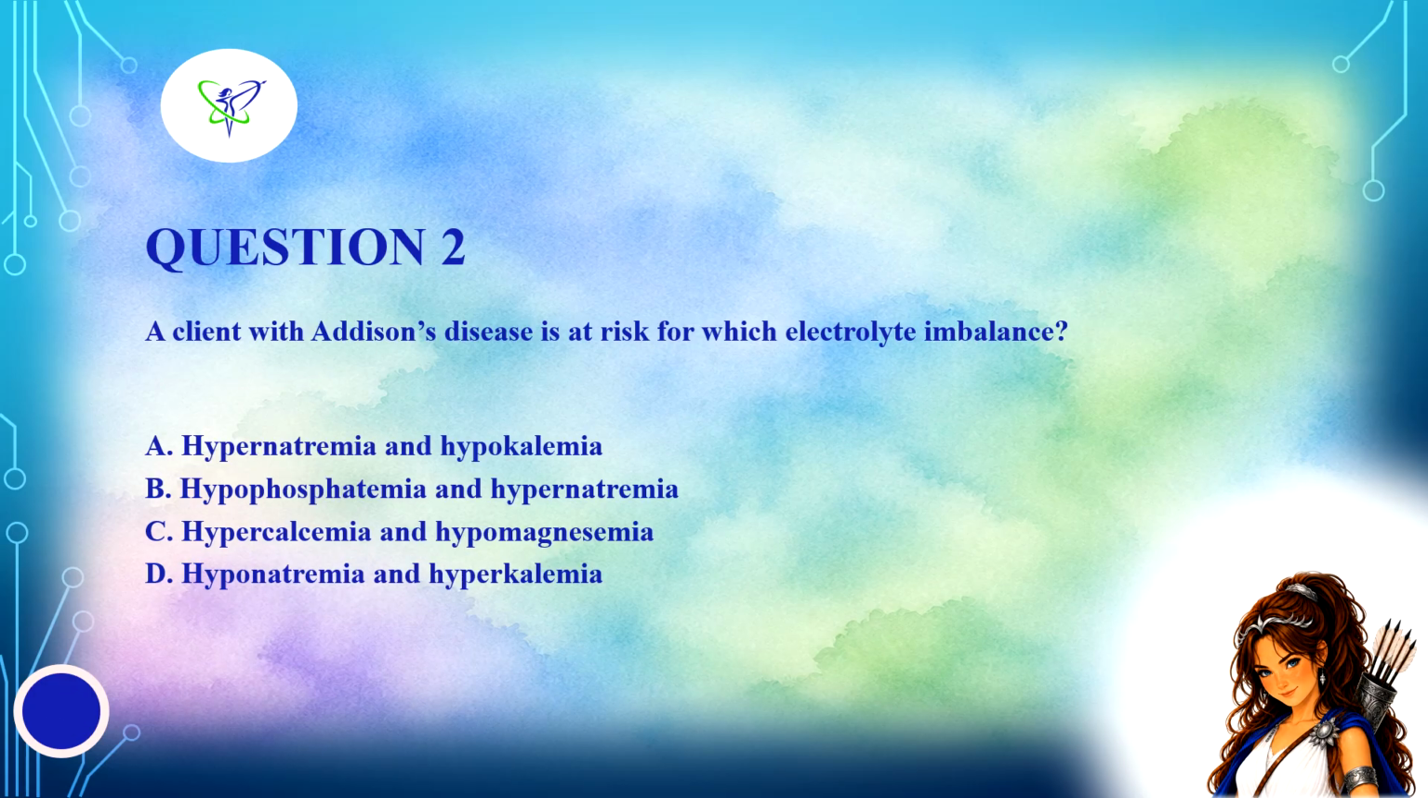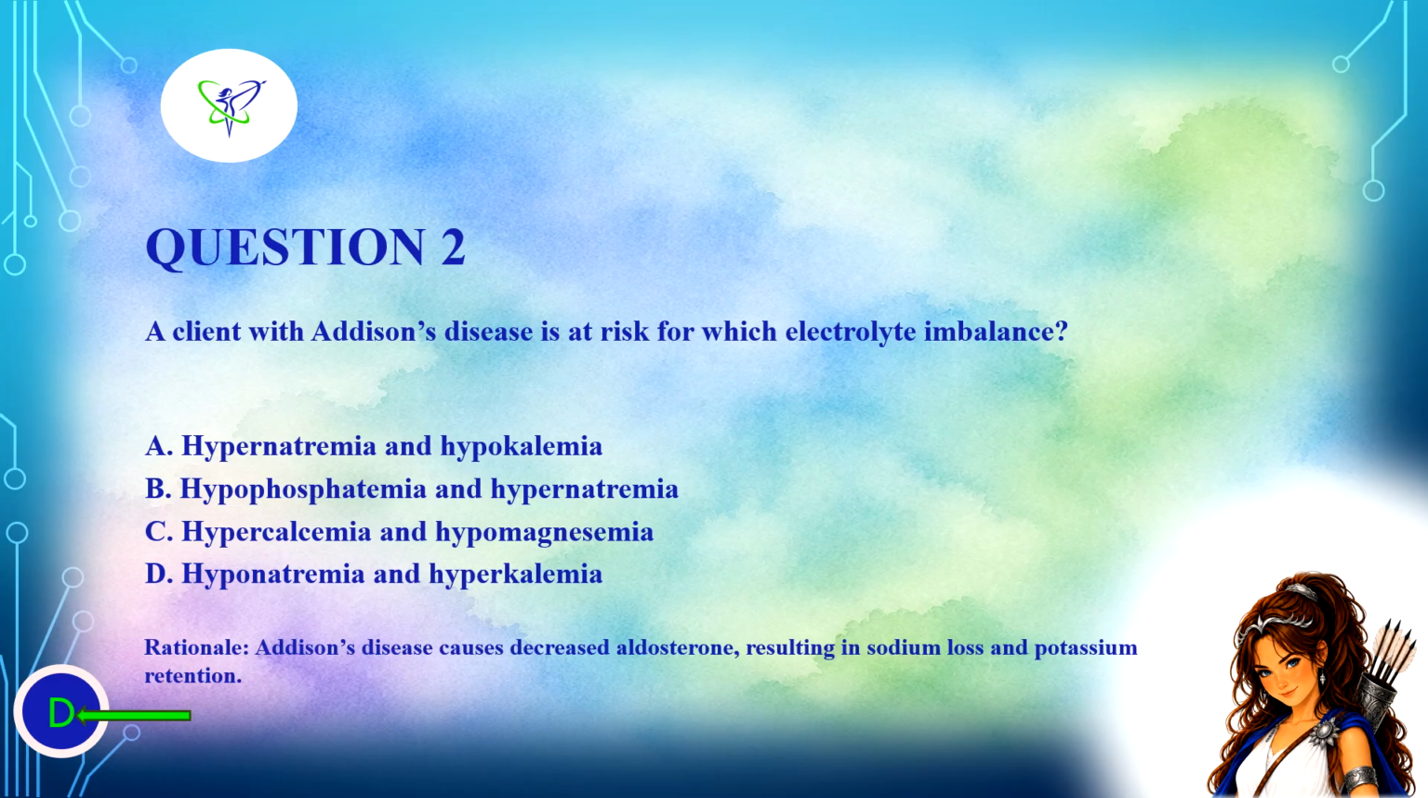Question 2. A client with Addison's disease is at risk for which electrolyte imbalance? A. Hypernatremia and hypokalemia, B. Hypophosphatemia and hypernatremia, C. Hypocalcemia and hypomagnesemia, D. Hyponatremia and hyperkalemia. Artemis, can you help us out? And the answer is going to be D, hyponatremia and hyperkalemia. Artemis, give us some rationale, please. Addison's disease causes decreased aldosterone, resulting in sodium loss and potassium retention. Thanks, Artemis.